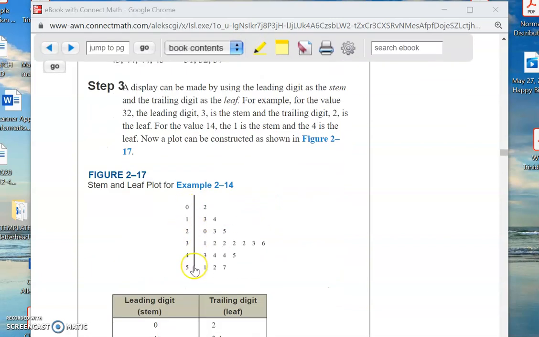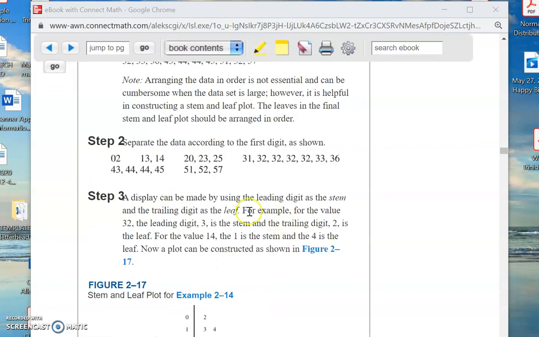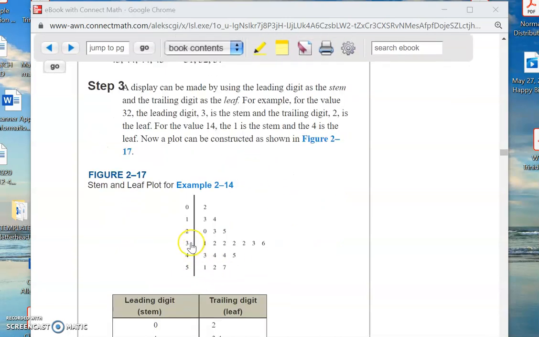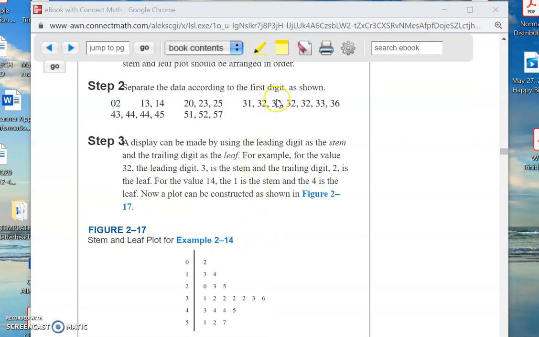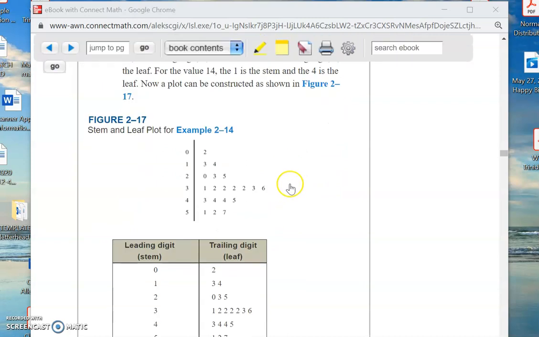Then you do this, 0, 1, 2, 3, 4, 5, and then across here, you put in that second digit. So 2, 0, 2, 3, 2, 5, that corresponds to 20, 23, and 25, okay? 3, 1, 3, 2, and so forth. So it's 31, 32, 32, 32, 32, 33, 36. Boom, there it is, okay?